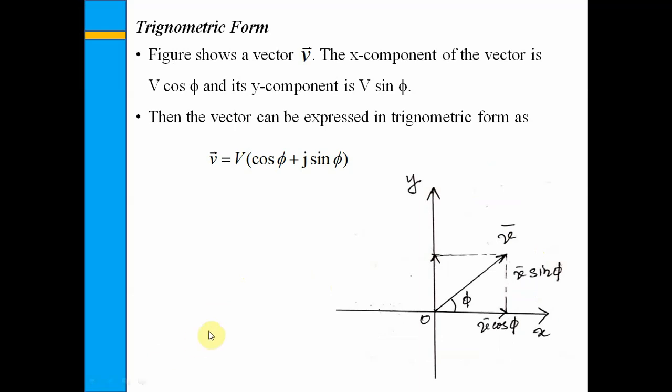Next form of representation is the trigonometric form. The figure shows a vector V. It has a horizontal component V cos phi and a vertical component V sin phi, obtained by projecting the vector onto the x-axis and onto the y-axis. The trigonometric form is represented as V (cos phi + j sin phi).